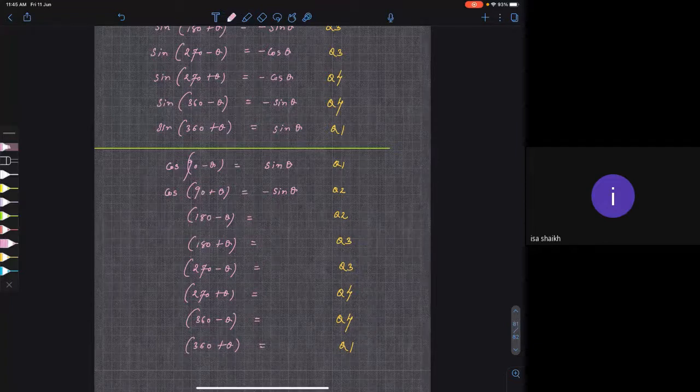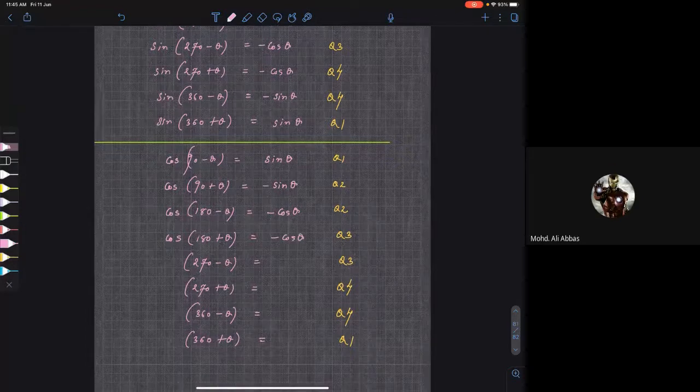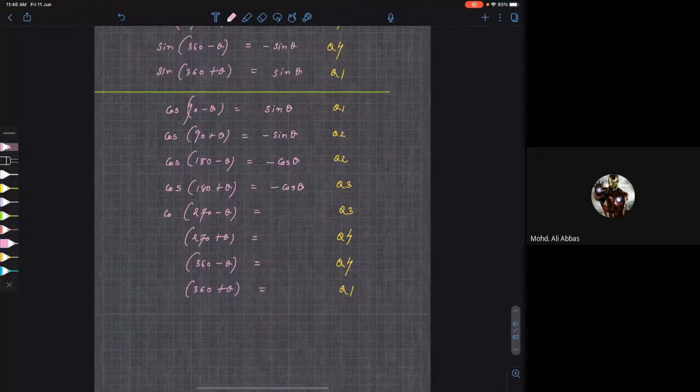Okay, fine. Tell me, what is cos of 180 minus theta? Minus cos theta, because 180 doesn't change anything. Sine will be sine, cos will be cos, but it is in the second quadrant, that's why it's negative. So what is cos of 180 plus theta? Minus cos theta, because again it is in the third quadrant.